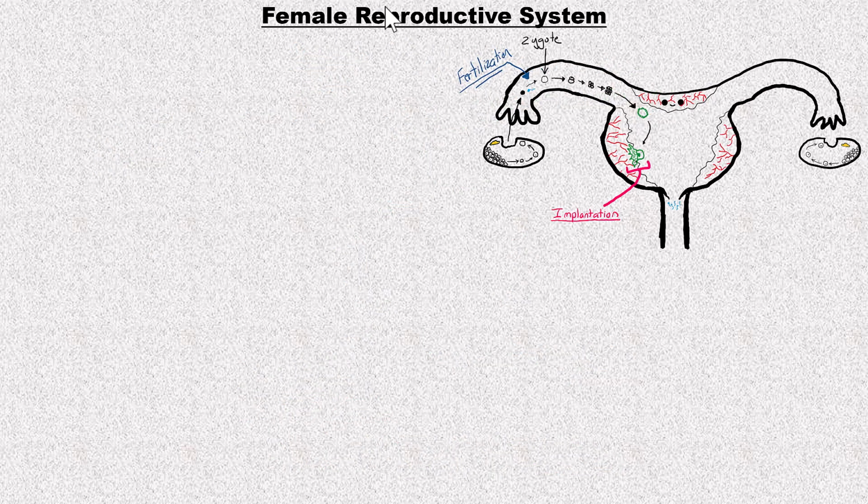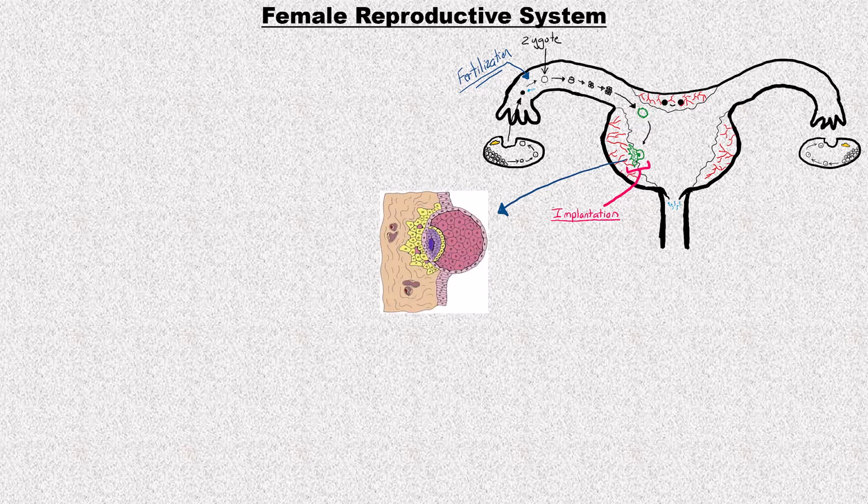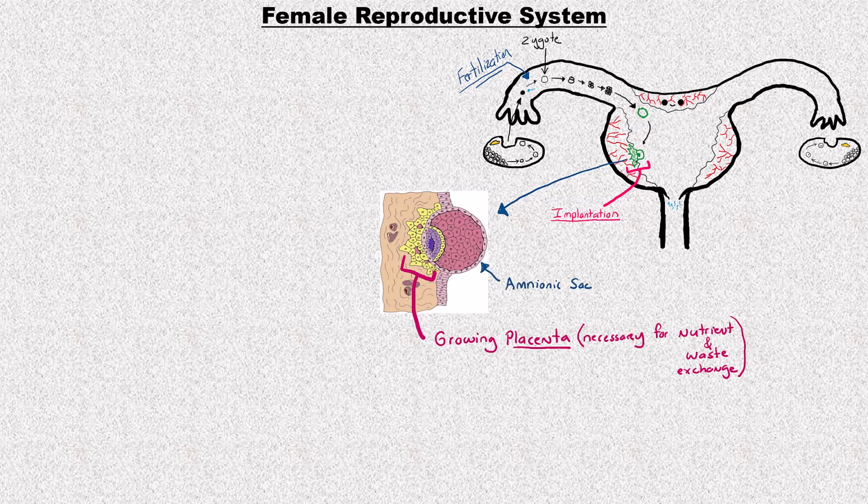All right, so after implantation, let's examine that implanted blastula. We see it embeds. We see this growing placenta, which is going to be necessary for the nutrient and waste exchange between the mom and the fetus. We see this outer layer, which is going to be the amniotic sac, filled with amniotic fluid. That acts as a cushion to protect the baby. So the baby is doused in liquid, submerged.